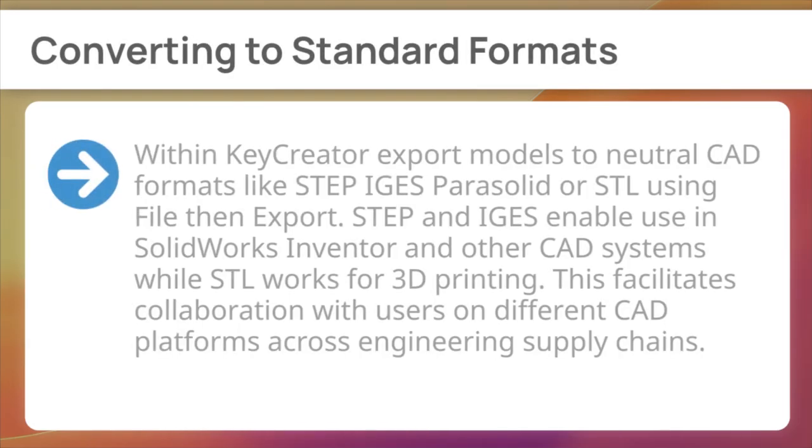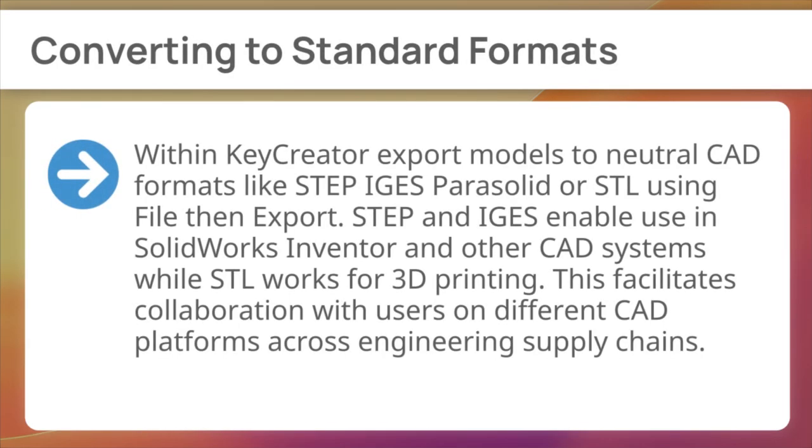Finally, converting to standard formats. Within KeyCreator, export models to neutral CAD formats like STEP, IGS, Parasolid, or STL using File then Export. STEP and IGS enable use in SolidWorks, Inventor, and other CAD systems, while STL works for 3D printing. This facilitates collaboration with users on different CAD platforms across engineering supply chains.